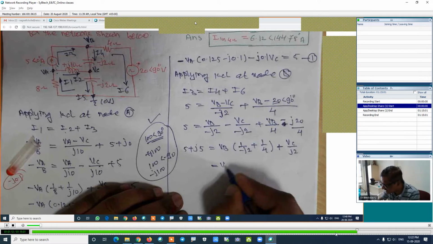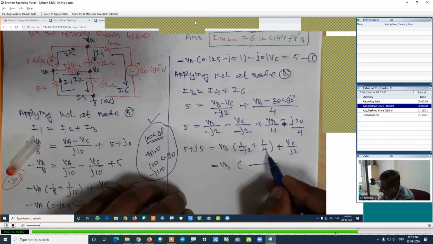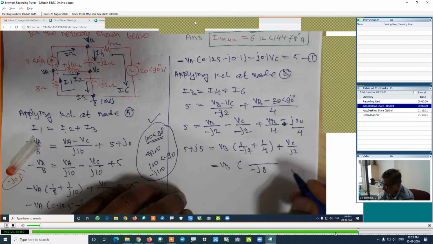This VB is as it is. Here, how is the LCM? I'm using the cross multiplication, simple concept. This is 4 into 2, 8. Means it is minus J8. Is it right?